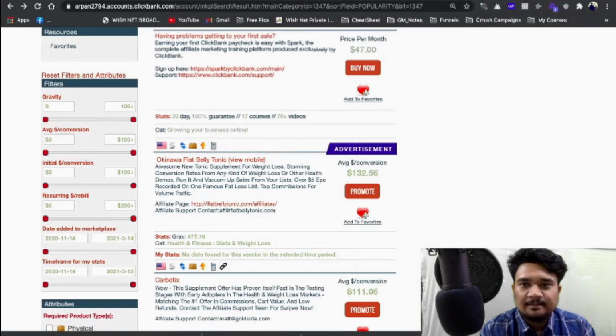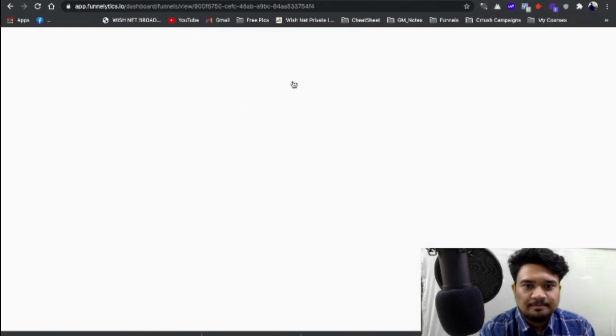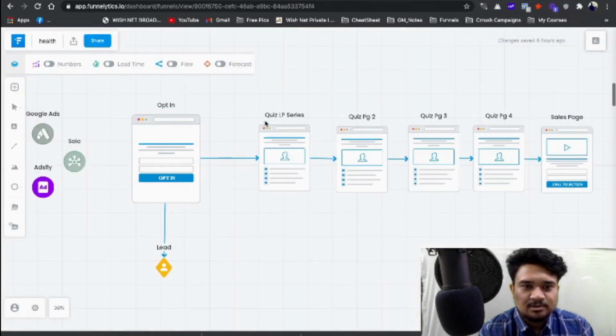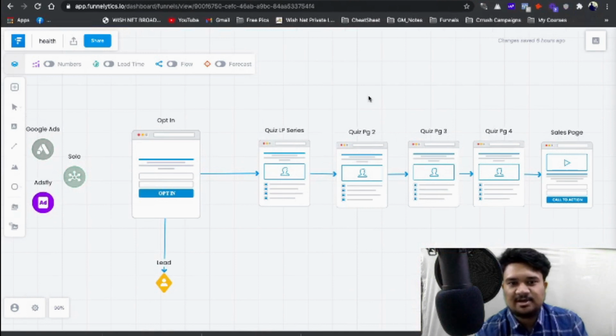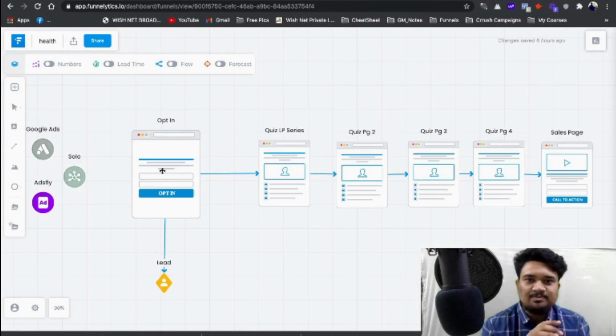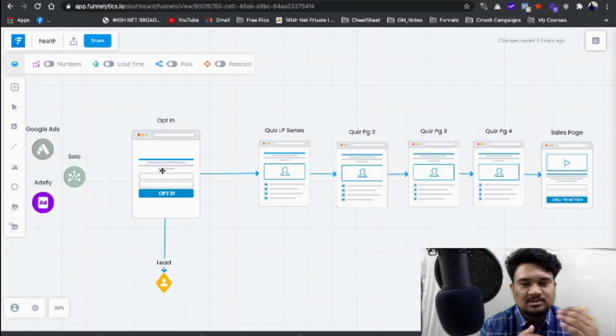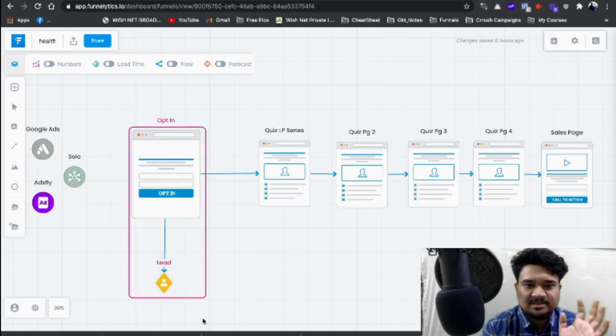If I go to my funnelytics.io, so guys, this is the entire funnel structure I mean. You need to have an opt-in page because that is compulsory, because you need to collect their email IDs, and once a person opts into your opt-in page, he or she becomes your lead. So after someone becomes your lead, you can follow up with them with other email swipes, and you can promote other products to him or her also. Okay, so having an opt-in page is compulsory here.